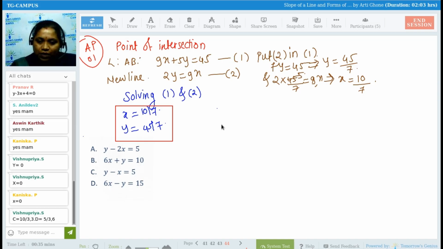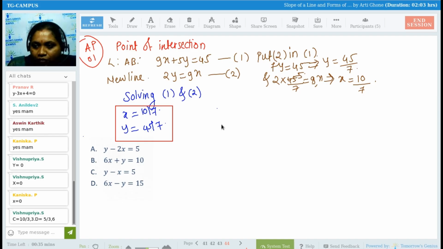So what will you put? Put this x and y value in each option A, B, C, D and where you are satisfied with the RHS, that is the line which is carrying that point. Clear? Point of intersection. Got the question?